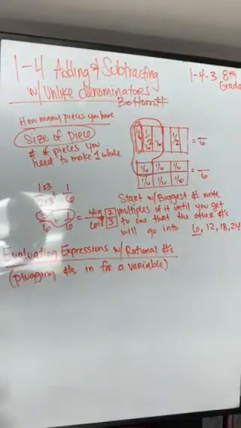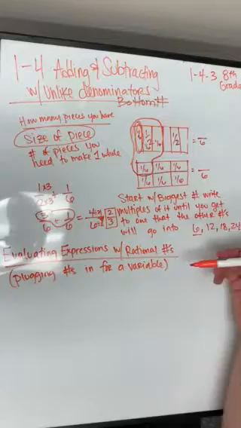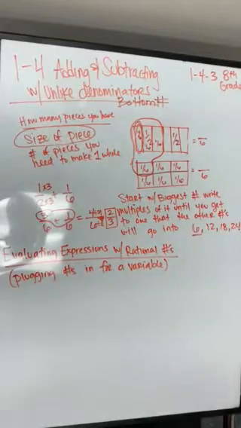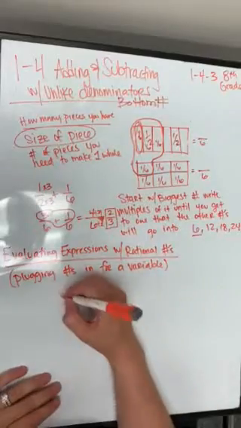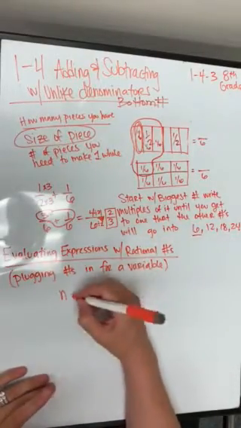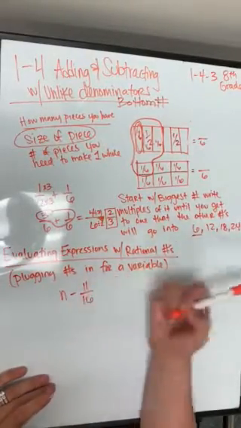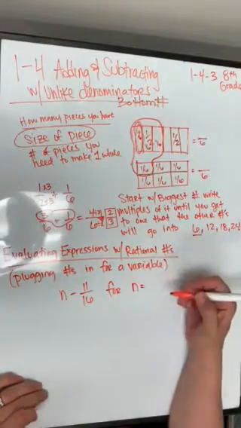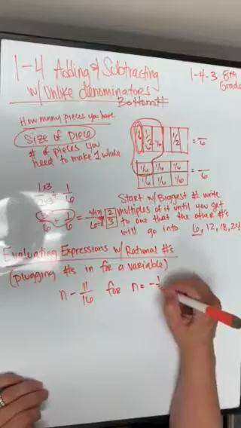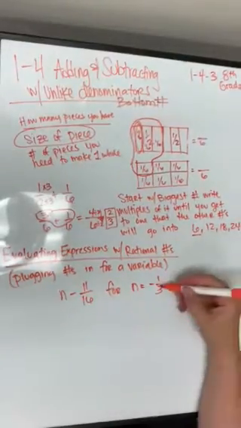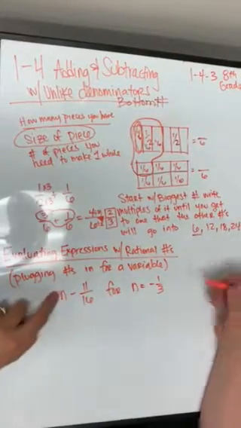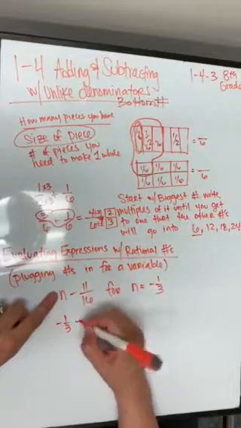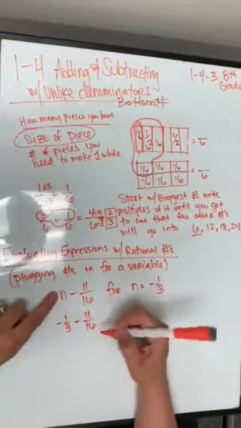Okay, and the next section has to do with evaluating expressions with rational numbers. Basically, it's plugging numbers in for a variable. So they will give you an expression, something like n minus 11/16, and they will say for n, we want it to equal a negative 1/3. So every time I see an n, I plug in negative 1/3. Here's an n. Negative 1/3 minus 11/16.